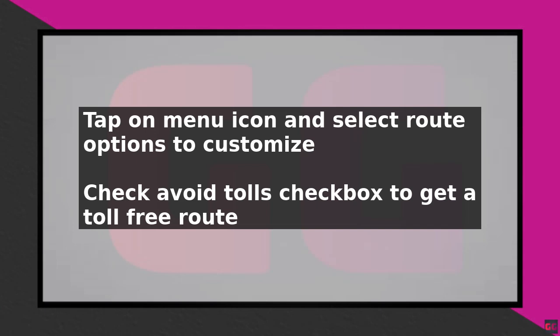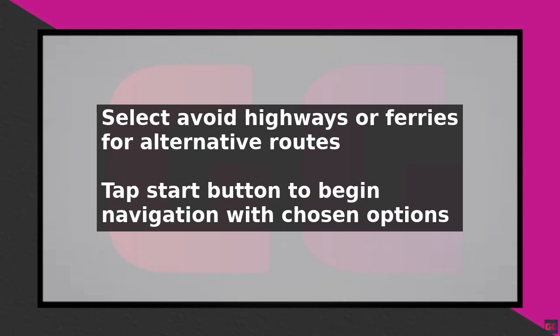After selecting your route options, tap on the Start button to begin navigation. Google Maps will then provide you with turn-by-turn directions to your destination, avoiding toll roads as per your selection.